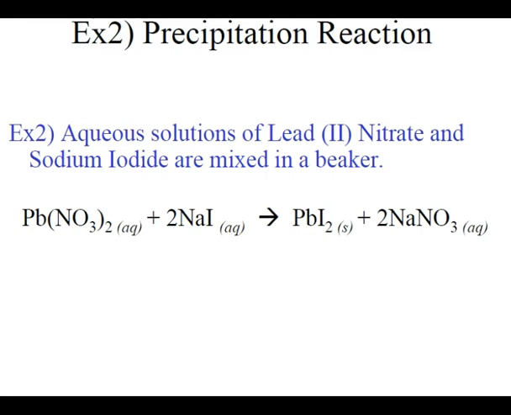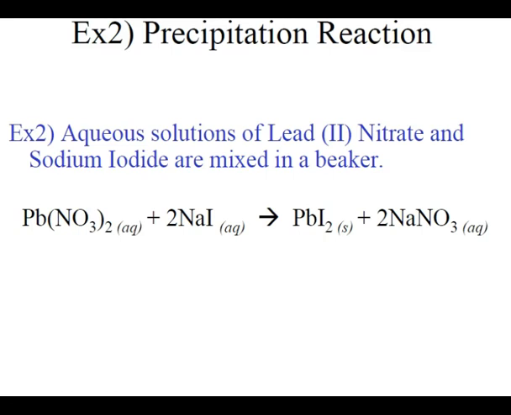The PbI2 is not soluble. The attraction between the lead and the iodide is greater than its attraction to water. The sodium nitrate is soluble, and I know that because my rule said that sodium is always soluble and nitrate is always soluble. So either way you look at it, that's soluble. But lead iodide is not, so I put a solid in parentheses as my subscript there. Notice I've balanced this equation as well to make sure that I have the same number of atoms on both sides. Now, let's see if we can figure out the net ionic reaction.